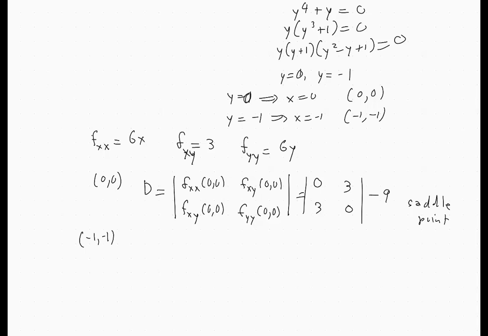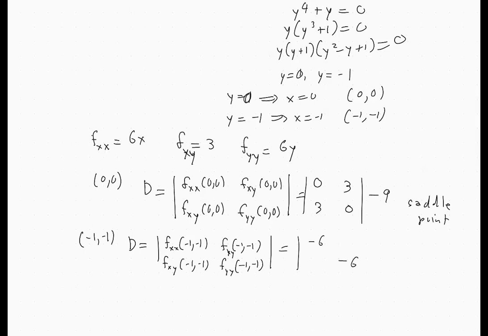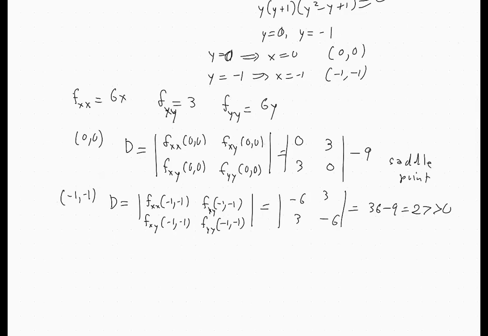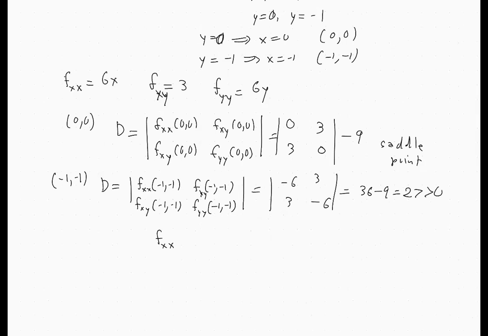And for the second critical point, what do we get? We get a -6 here, a -6 here, a 3, and a 3, which gives us 36 minus 9, also known as 27, which is greater than 0. That means that there is a local extremum, and if we sample one direction, the x direction, for example, we see that this is negative, which means that's the shape of a frown. That's a local maximum. So we found one saddle point and a local maximum.